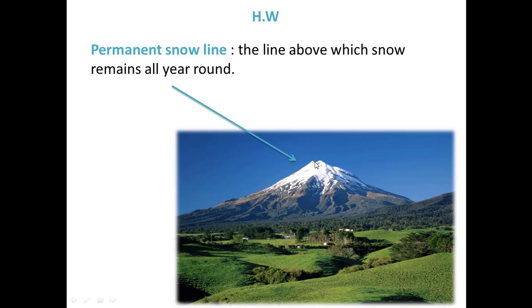And guys, at the top of the mountain from here, the snow will remain all year round, and this line is called the permanent snow line, okay, this one, permanent snow line. So what's permanent snow line? Permanent snow line, the line above which snow remains all year round.